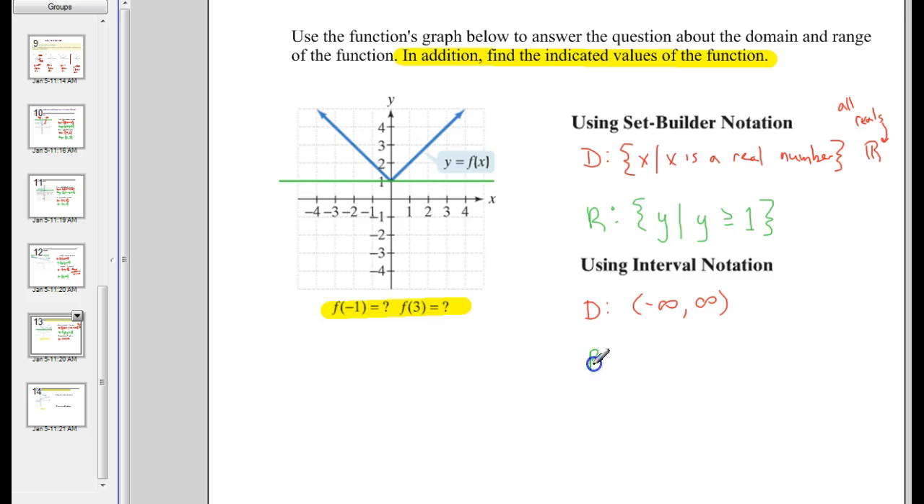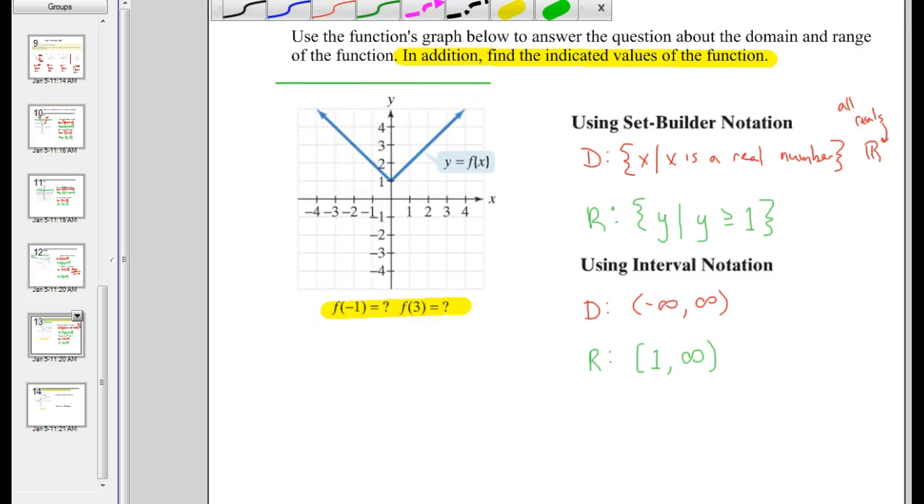Alright, range in interval notation, we would write bracket 1, that's the smallest y value, comma, infinity. It keeps on going. As I move up on the y-axis, there's always somewhere, either left or right, or both in this case, where I'm going to hit the graph forever because of the arrows.